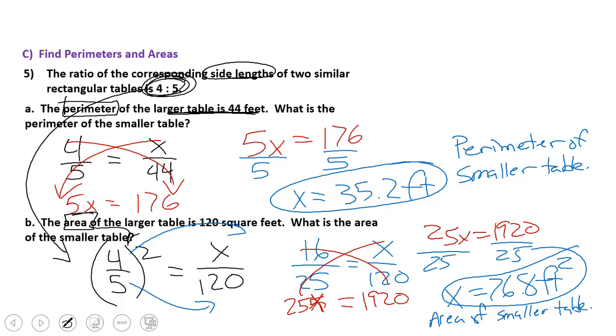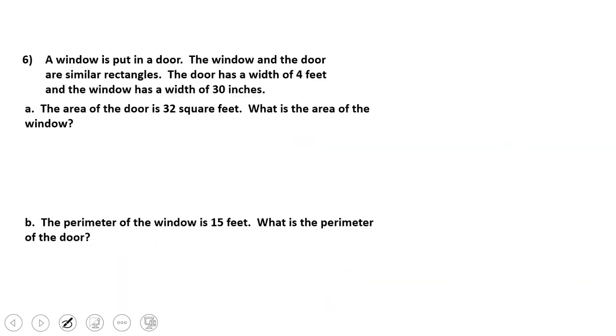All right, so go ahead and write all that down and join me for our last example of the night. In example 6, it says a window is put in a door. The window and the door are similar rectangles. The door has a width of 4 feet and the window has a width of 30 inches. Part A says the area of the door is 32 square feet. What is the area of the window?